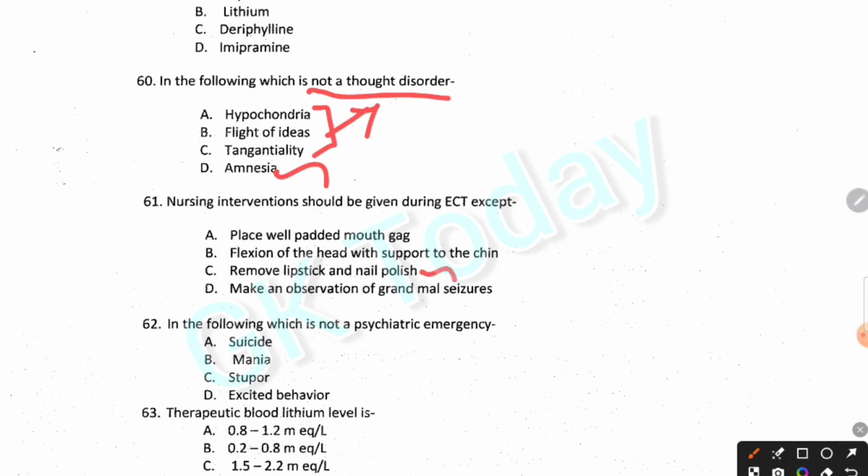Question number 61. Nursing interventions should be given during ECT except remove lipstick and nail polish. Interventions such as place well padded mouth gags, flexion of the head with support to the chin, make an observation of grand mal seizure. So, except option C is correct answer.